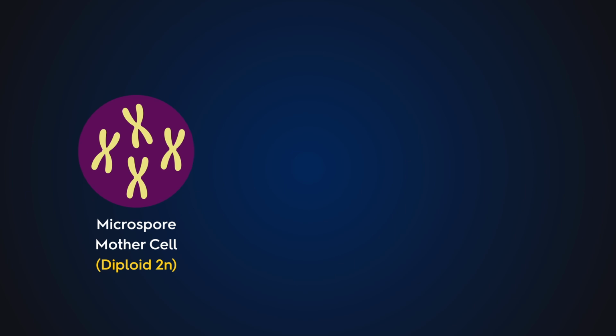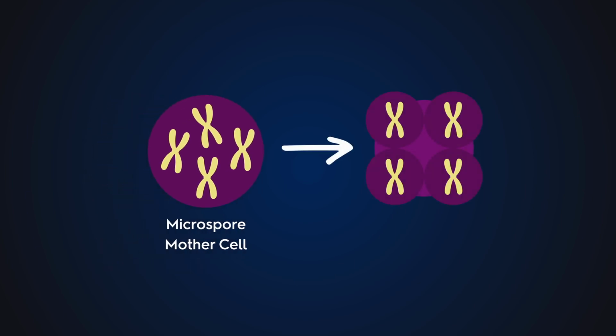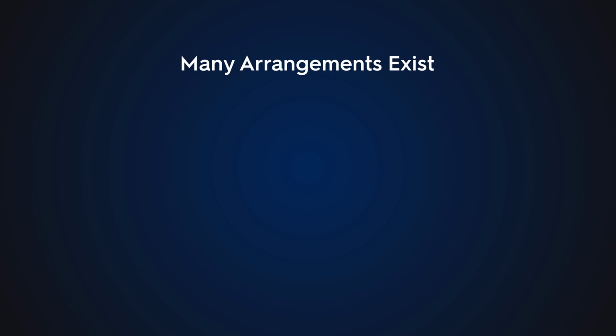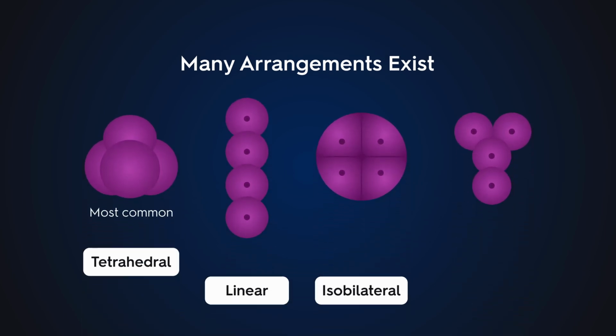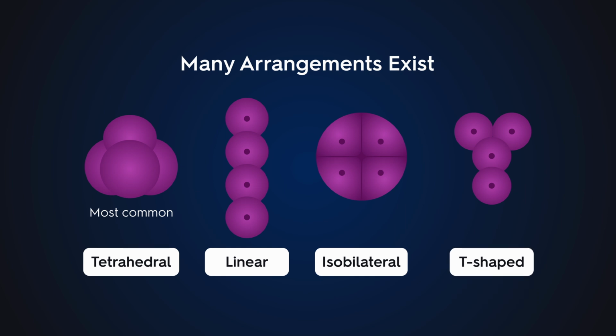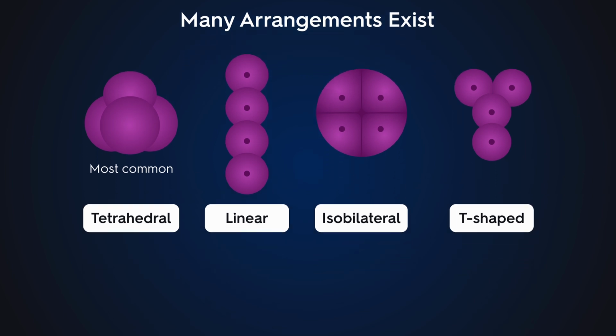After meiosis, one mother cell becomes 4 cells stuck together, called a microspore tetrad. They're held in place by a temporary protective material called callus. Those 4 cells can be arranged in different patterns, like a cluster, a line, or a T-shape. The exact arrangement can vary by plant, but the key idea is the same. 4 new microspores form together.